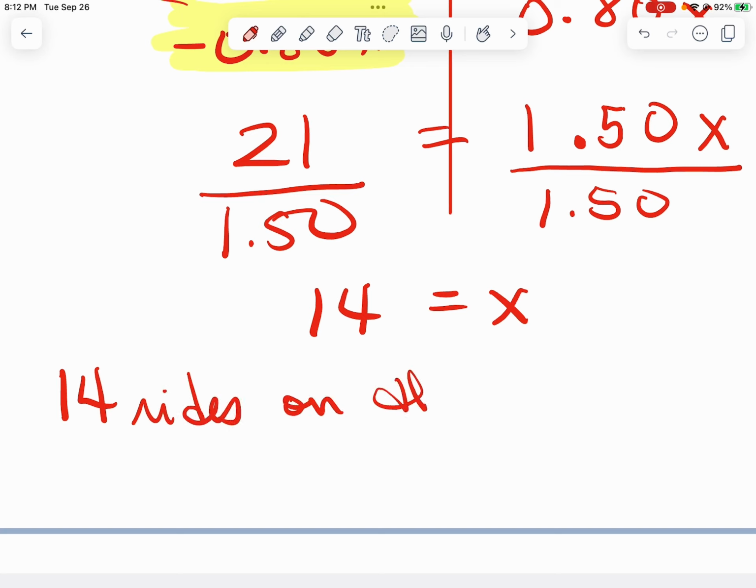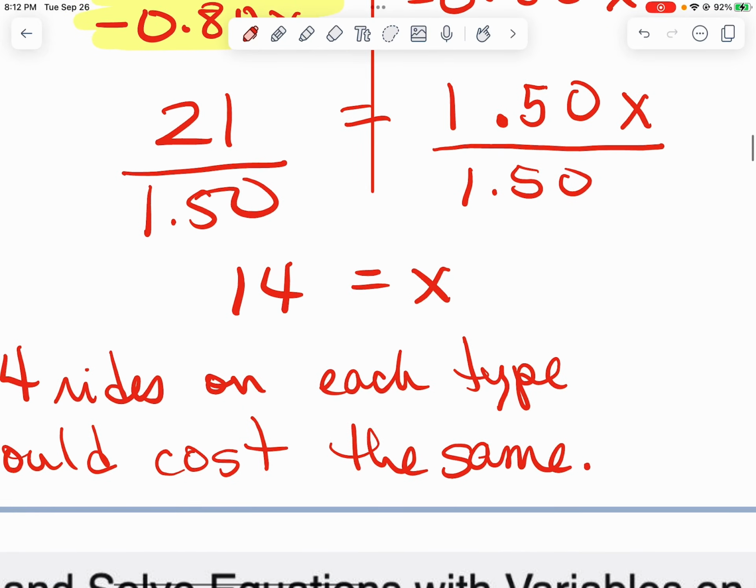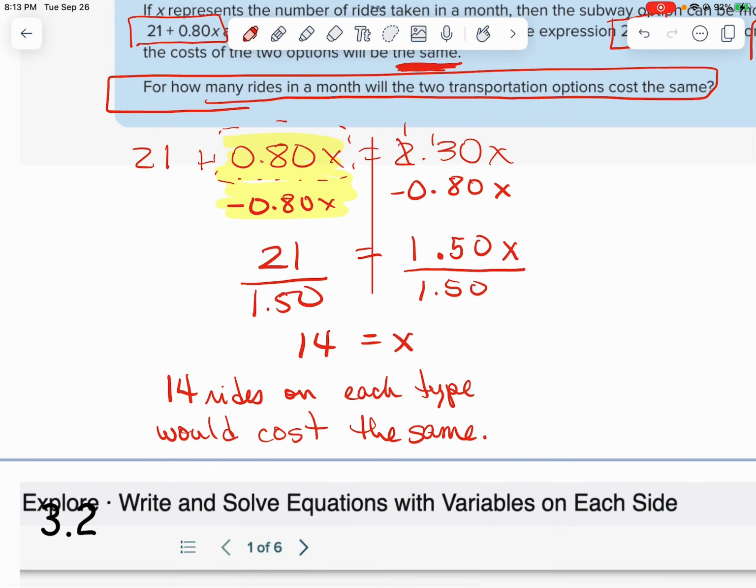on each type would cost the same. So if I rode the subway 14 times, that would cost the same as me riding the bus 14 times.